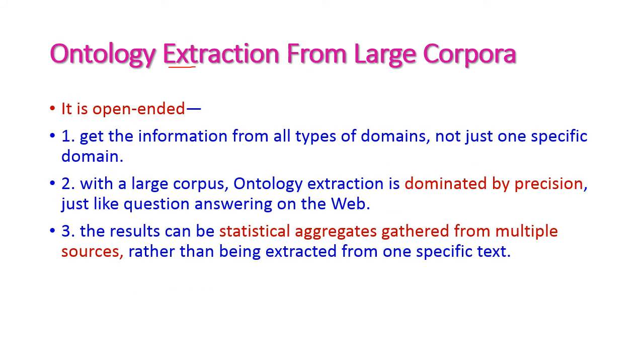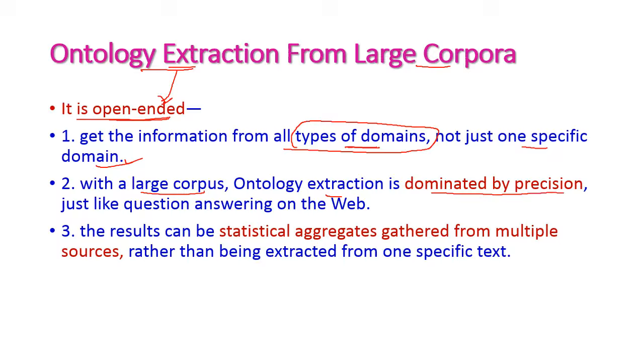Ontology extraction from large corpora. Ontology extraction is open ended and gets information from all types of domains. It is not dependent on a particular specific domain, but can accept information from all types of domains. With these large domains, that is a huge volume of text, the extraction is dominated by precision, that is, the accuracy will be very high, exactly like question answering on the web.